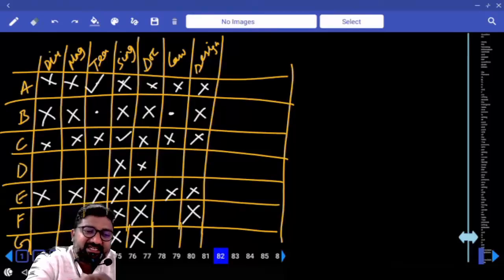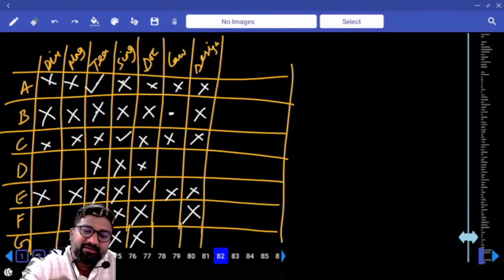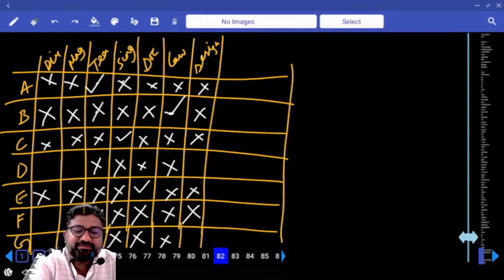When A is a teacher, can any other person be teacher? Then what about B? When B is a lawyer, can any other person be lawyer? Understood? Yes or no? Next entry.